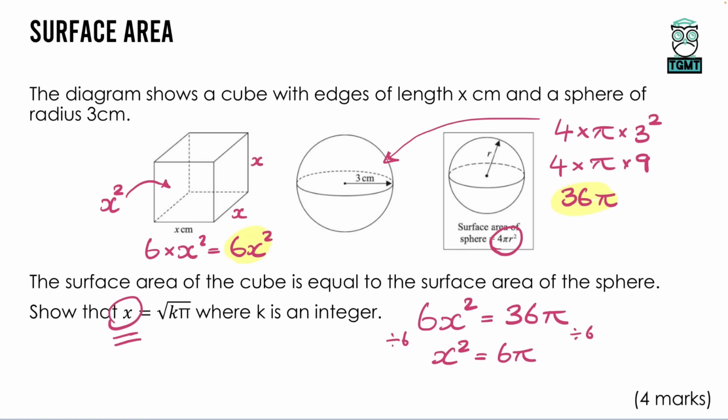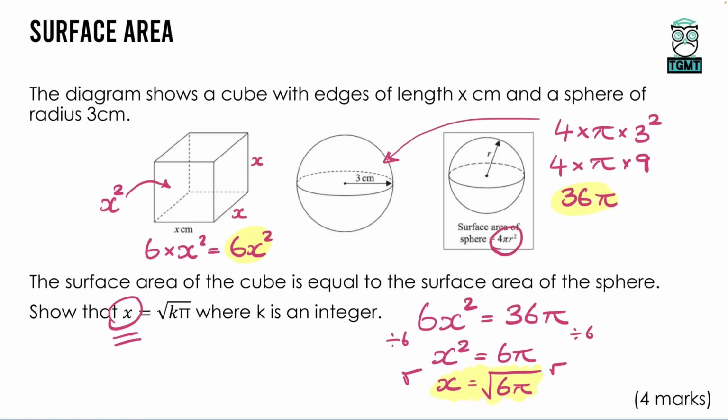We now want to square root both sides. So if I root this side, we have x. And if I root this side, we can just put the square root over the 6 pi. And there we go. We've got it in the form that it asks for. We have x is equal to the square root of 6 pi.